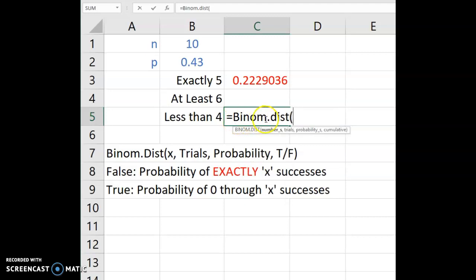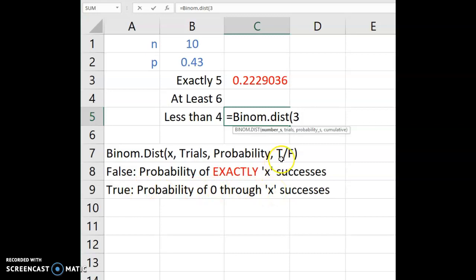So BINOM.DIST, open the parentheses. Now, less than 4 would be the numbers 0, 1, 2, or 3. So out of our 10 adults, we either get 0, 1, 2, or 3 saying that they have very little confidence. So we actually want to enter a 3 here, because we are not going to do an exact number like we did with exactly 5, but we're going to count the probability of 0 up through 3 successes. So a range here.